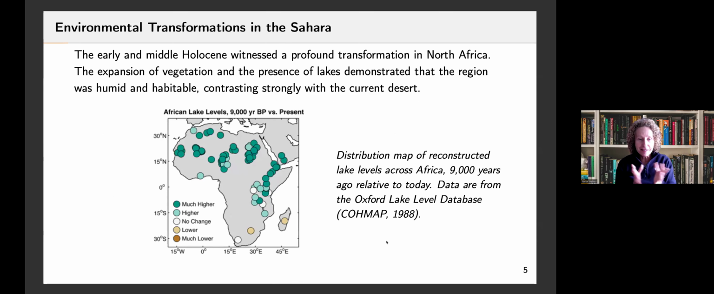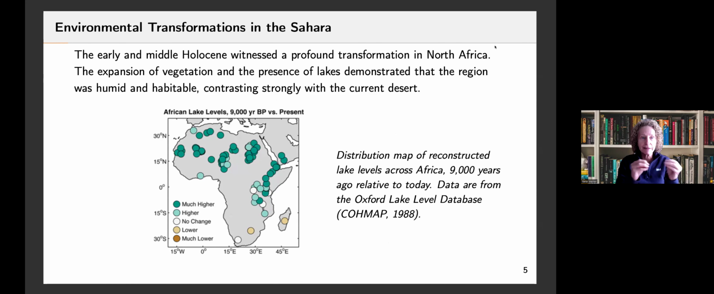Now, this is a plot that I find really interesting, which is a distribution of the lake levels across Africa. This is from about 9,000 years ago relative to today. And where you see green, we see much higher lake levels.